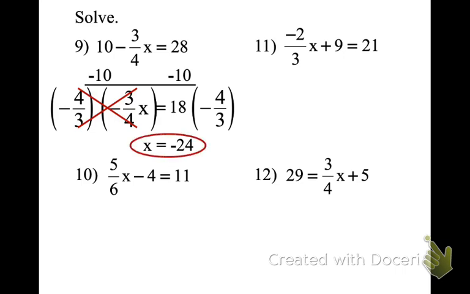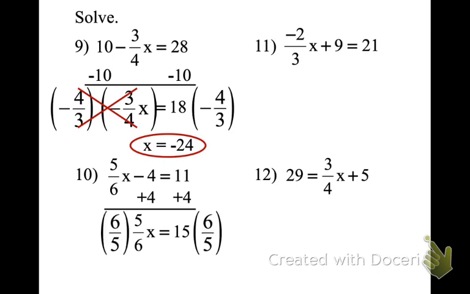Okay, now check your work. Number 10, I'm going to add 4. Now I have to multiply by the reciprocal. Multiply by 6 over 5. X is equal to 18. Now, I don't know if you saw that, so 5 goes into 5 once and 3 times, so 3 times 6 is 18.